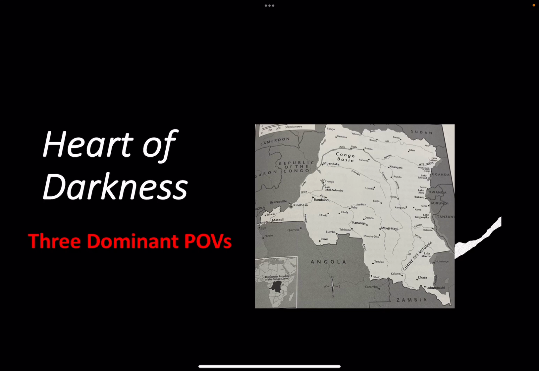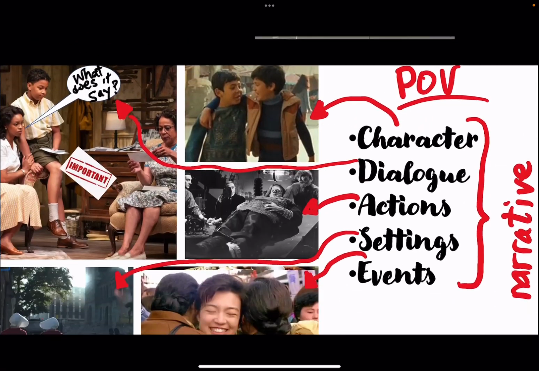In Heart of Darkness, there are 3 dominant points of view in the novel, and we'll discuss this towards the end of this lesson. Just know that point of view is so significant to a work that some literary enthusiasts argue that the narrative voice from which a story is told is the most important literary element in a work.